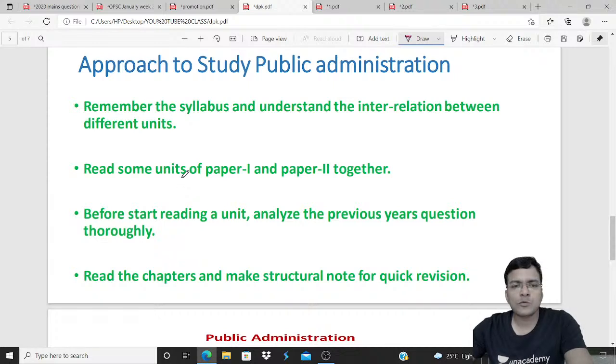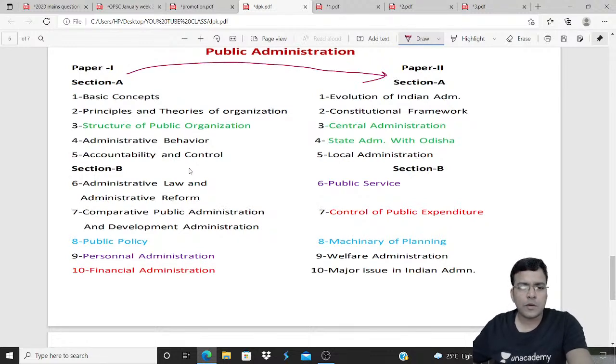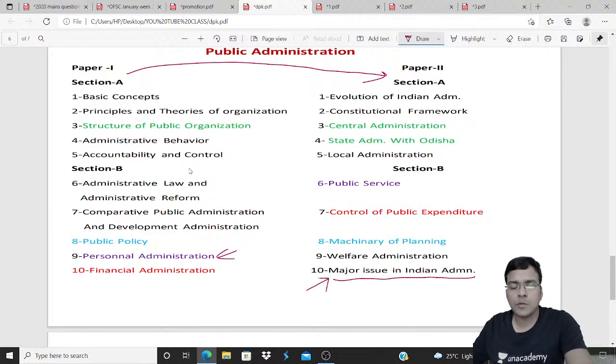This should be our approach to study public administration. Remember the syllabus, read some units of paper 1 and paper 2 together, analyze previous year questions, make structured notes. And paper 1 is interpreted in paper 2. For example, the neutrality and anonymity question that is asked may also be asked in major issues in Indian administration.